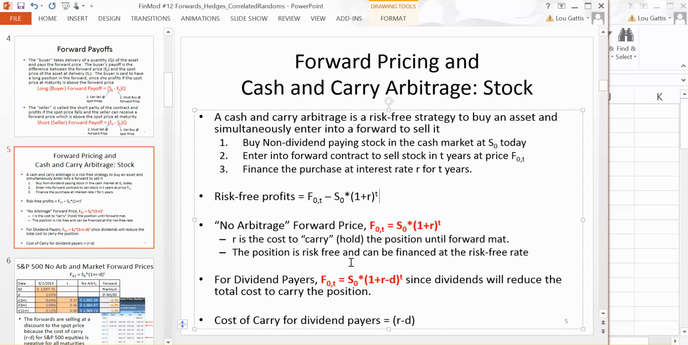So we say that the no arbitrage forward price that ensures no profit for this cash and carry arbitrage is the forward price, which is equal to the cost of carrying the position, which is the spot price times (1 plus R minus the dividend yield). So we call this R minus D the cost of carrying for a dividend-paying stock. It's the cost to carry the position, the interest charge, minus the dividend that you received. So this is the no arbitrage forward price. This is the price which in equilibrium should hold to ensure there's no arbitrage.